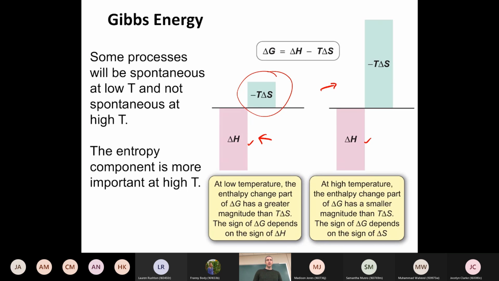Generally speaking, entropy is more important at high temperatures, and becomes dominant at very, very high temperatures. You can imagine a point where, if you go thousands of degrees, delta H is almost irrelevant.